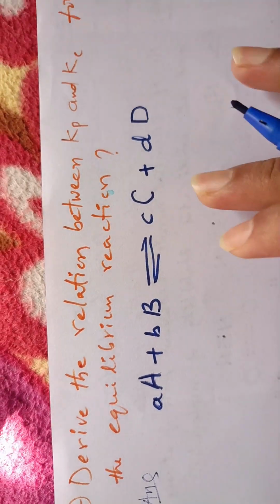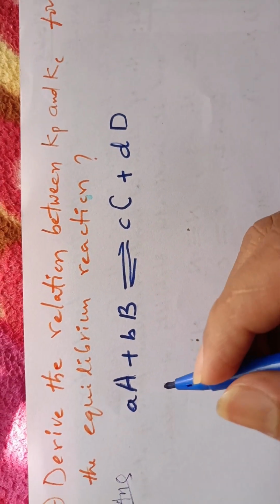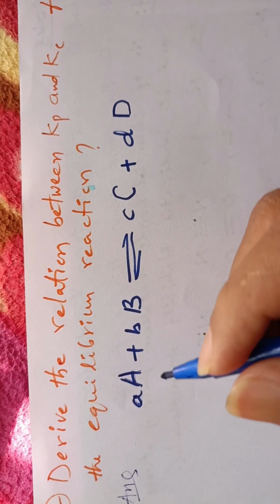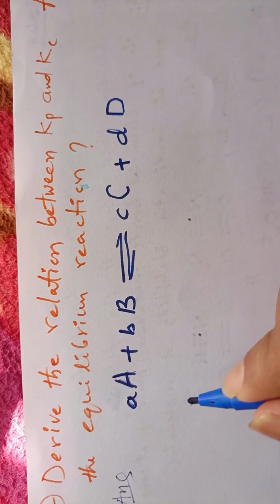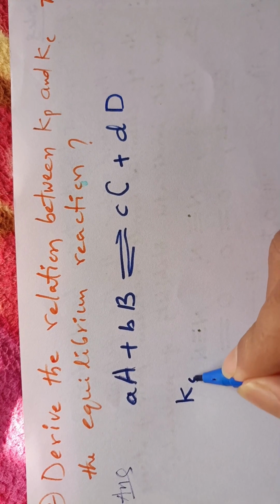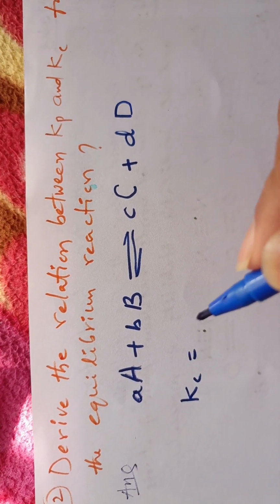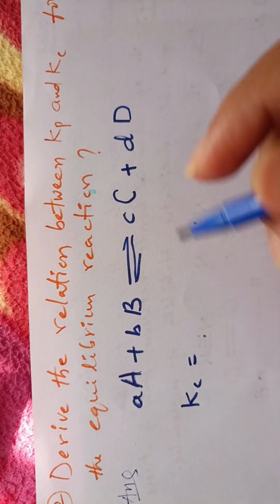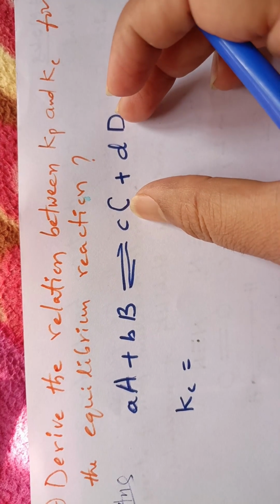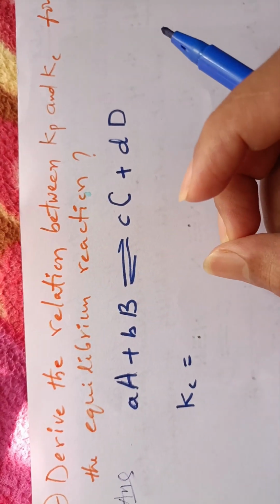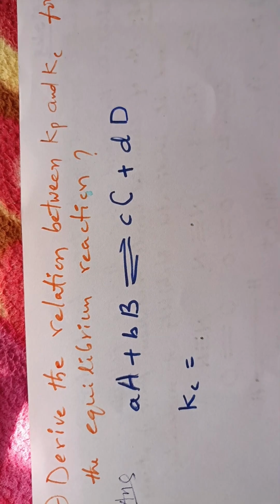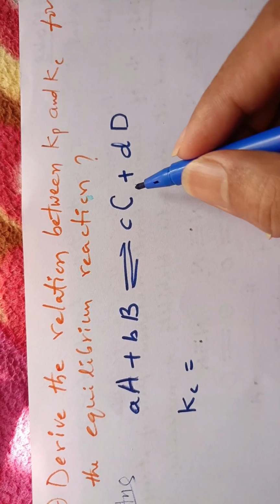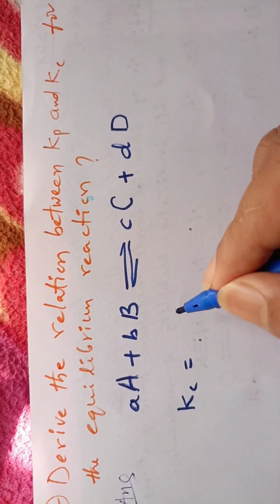First we will write Kc, the equilibrium constant with respect to concentration. Kc equals, what is the formula for the equilibrium constant? Simply the product of the product concentrations divided by the product of the reactant concentrations. What are the products? C and D.